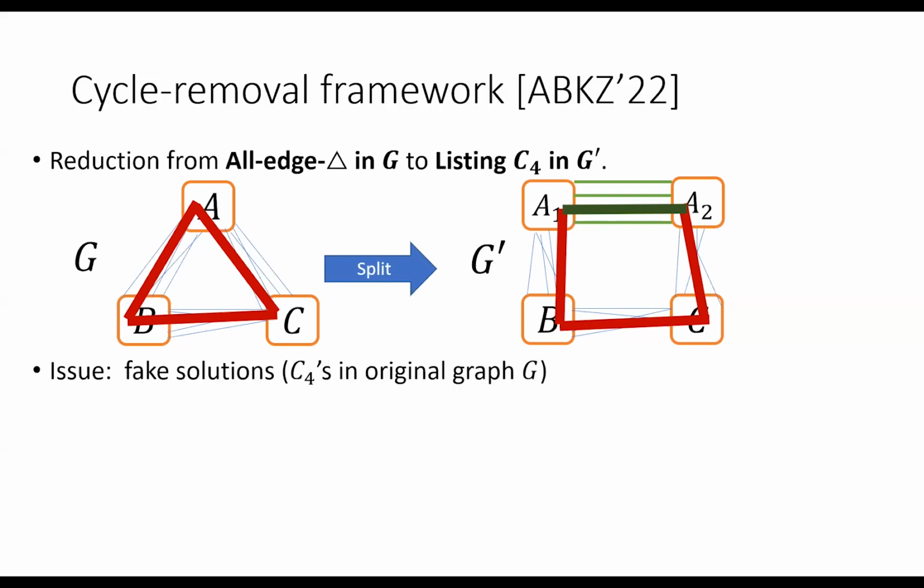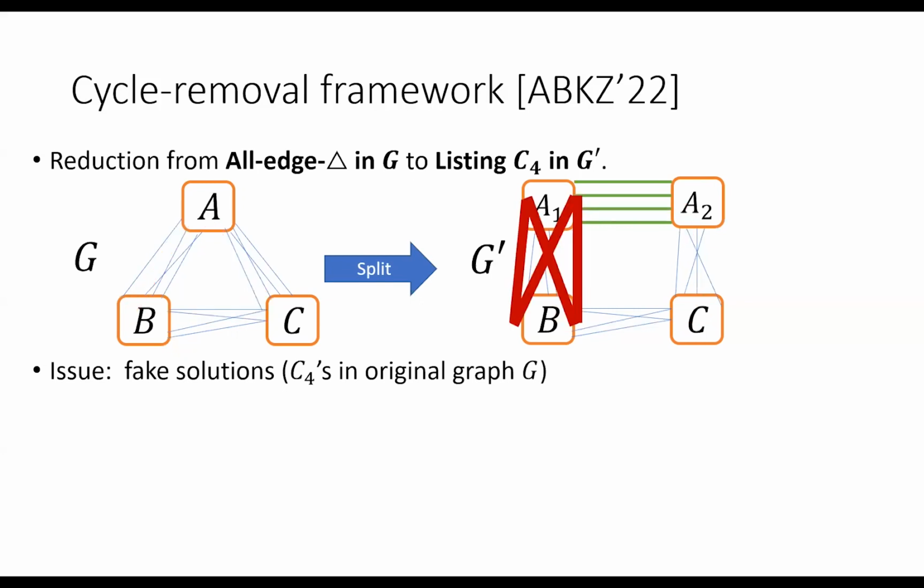However, this approach has an issue due to these fake solutions. There can be some four cycles in the new graph that do not actually correspond to triangles in the old graph, but rather they correspond to four cycles in the original graph. If the graph contains a lot of four cycles, then this can be very bad because the C4 listing algorithm could just output these fake four cycles without actually helping us find triangles in the original graph.